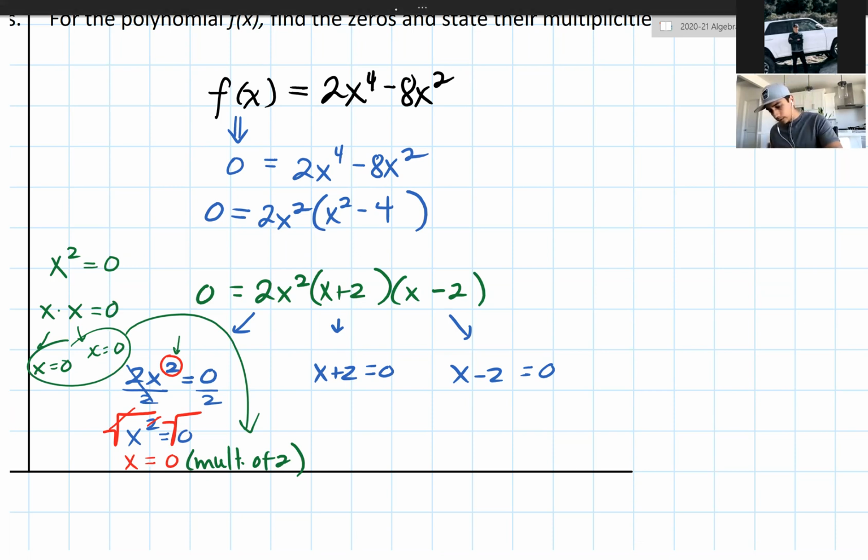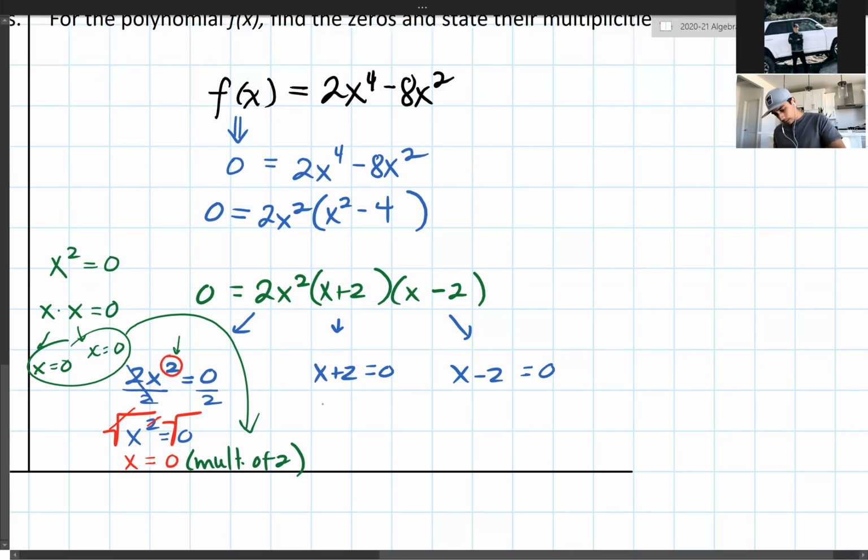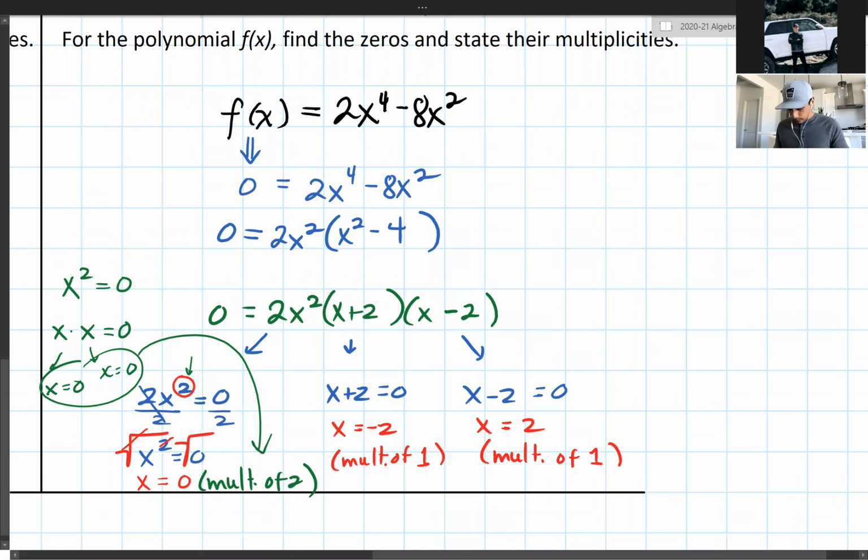All right, so then the rest, fairly simple, right? We just have to solve for x. Here we get x equals negative 2. Here we get x equals positive 2. Here, these are different numbers. So this would be a multiplicity of 1. And the other one would also have a multiplicity of 1. So there are the solutions, the zeros or the roots, and in addition, we've labeled the multiplicities that they each have.